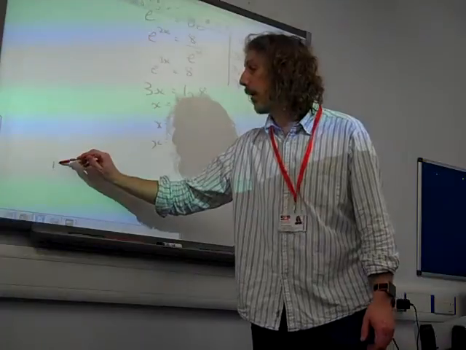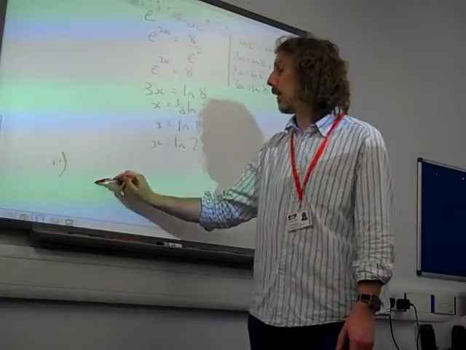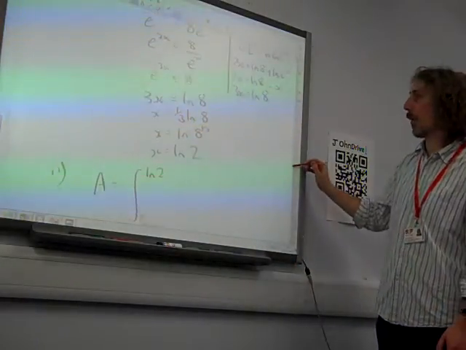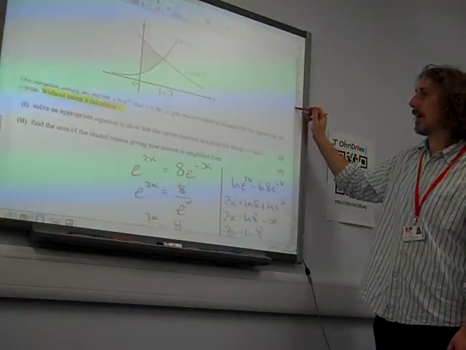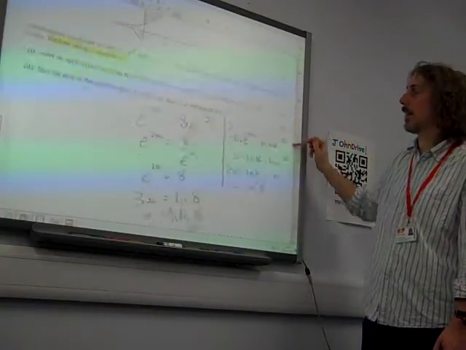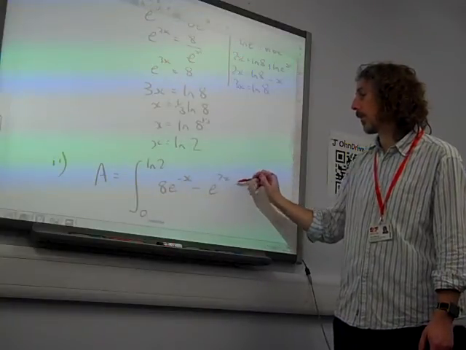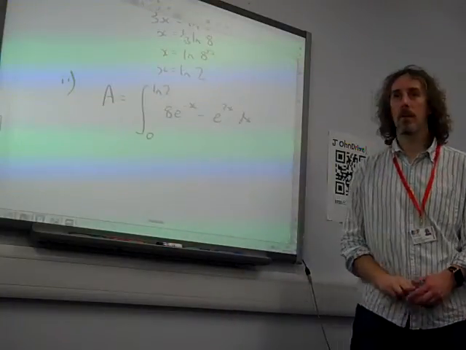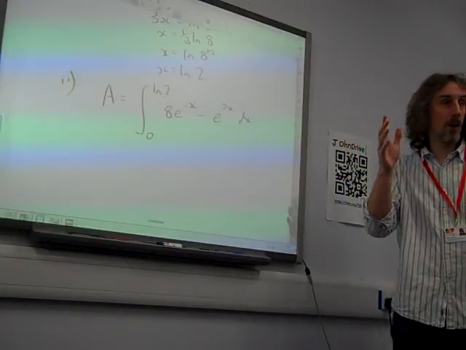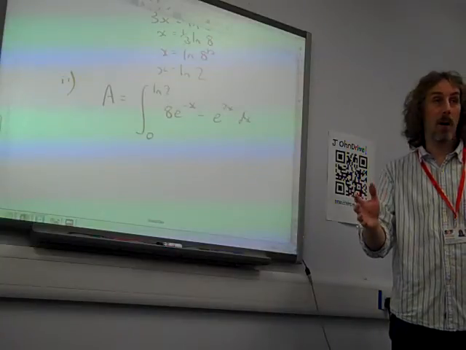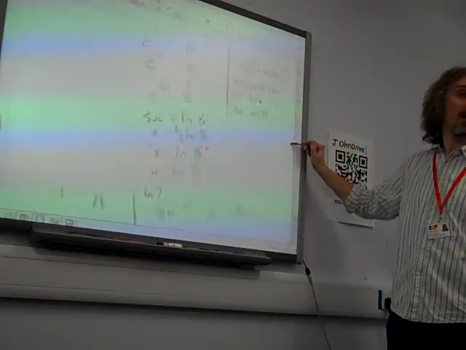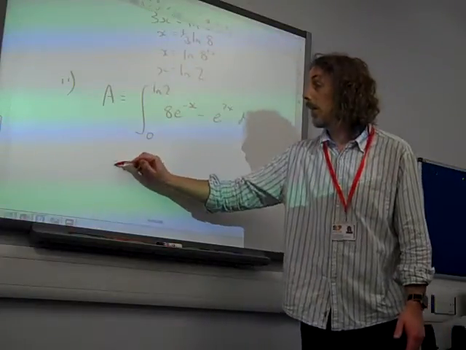So the area in part 2 is the integral from 0 to ln 2 of the top curve, which is 8e^(-x), take away the bottom curve, which is e^(2x), dx. Bear in mind that the 'without using a calculator' clause covered both of these parts. It wasn't in part 1, it was before part 1, before any of the questions were asked. So we can't use a calculator here either.